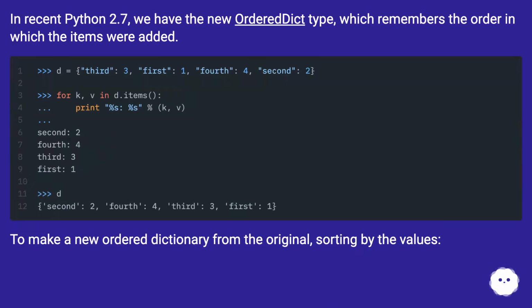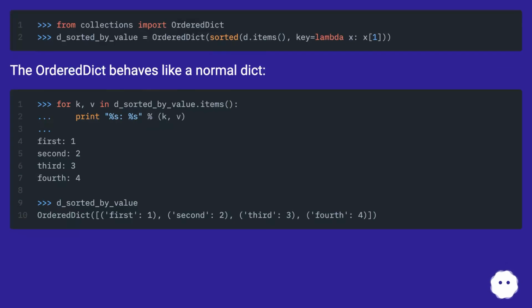In recent Python 2.7, we have the new OrderedDict type, which remembers the order in which the items were added. To make a new ordered dictionary from the original, sorting by the values. The OrderedDict behaves like a normal dict.